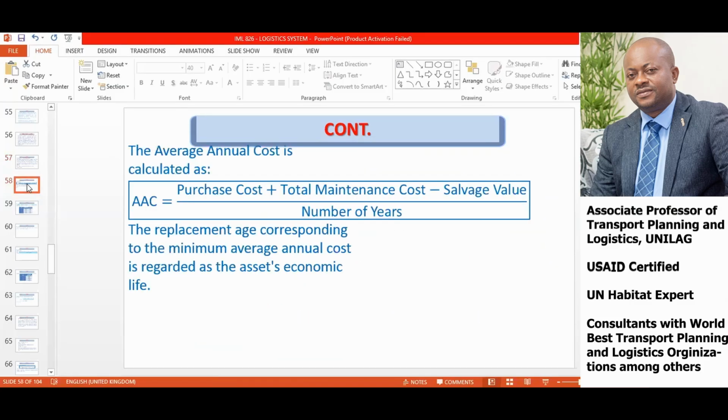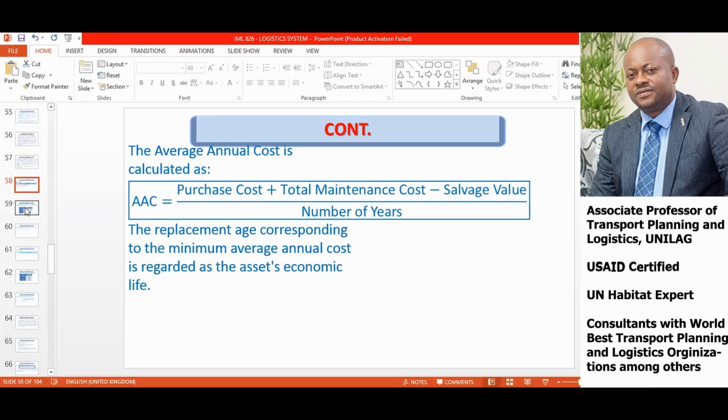The next slide, we have the formula straight. Please, what is this formula all about? Can somebody look at it and interpret it in consonance with what is on your screen? Yes, the formula is annual average cost, which is equal to purchase cost plus maintenance cost minus average value. I think average value is scrap value over number of years. All right, continue with this. The replacement age corresponding to the minimum average annual cost is regarded as the asset economic life.